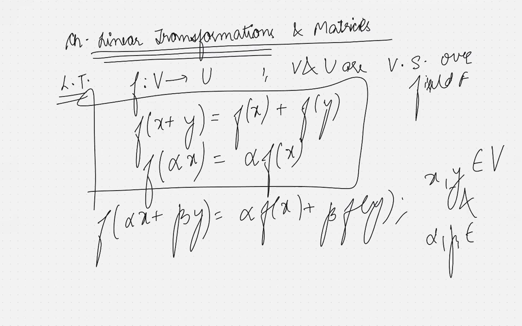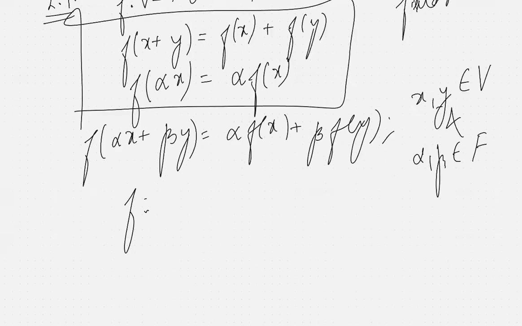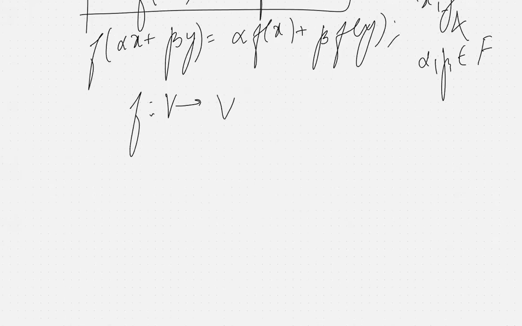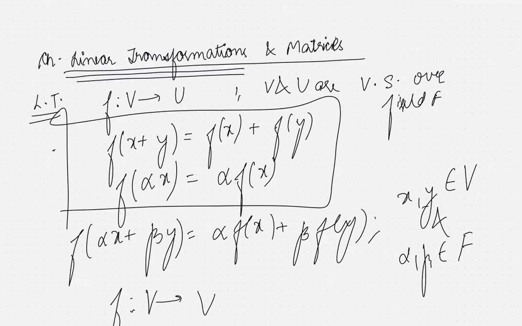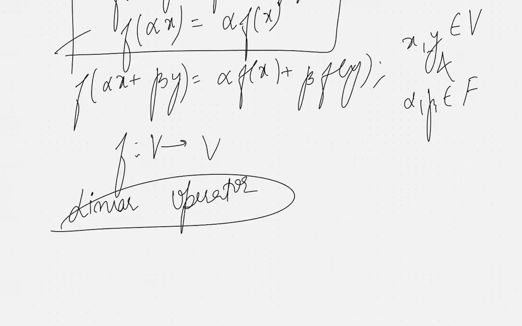Next, if the domain and the codomain are the same, what do we call it? We call it a linear operator. And we have done this before. What are these two conditions? These two conditions are also called homomorphisms, as we have done with respect to group theory. So this linear transformation is also called an F-homomorphism.